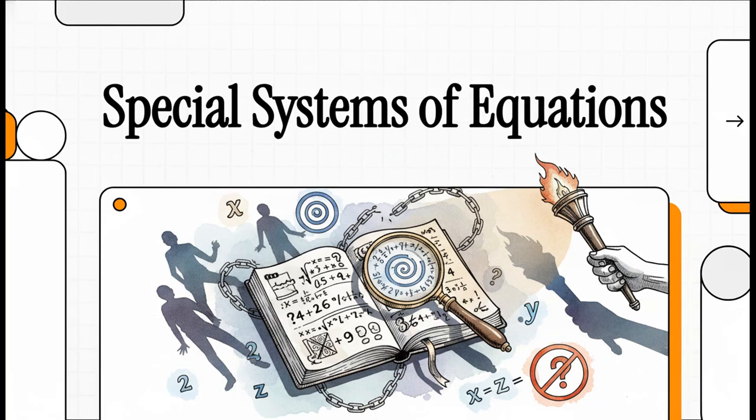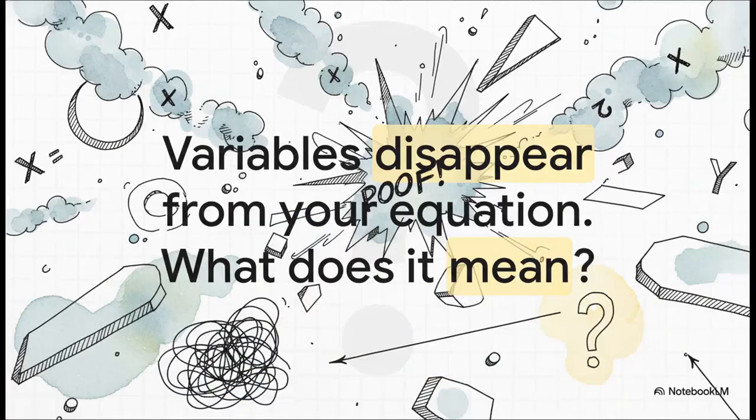All right, let's dive into one of the weirdest things that can happen in algebra. We're going to investigate a real mathematical mystery where the clues are numbers and the suspects are the variables themselves. So picture this. You're working through a problem. Everything seems fine. And then poof, your x and your y are just gone.